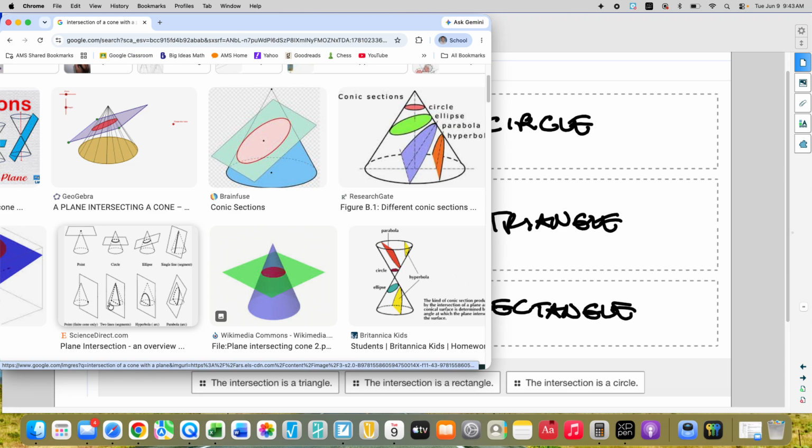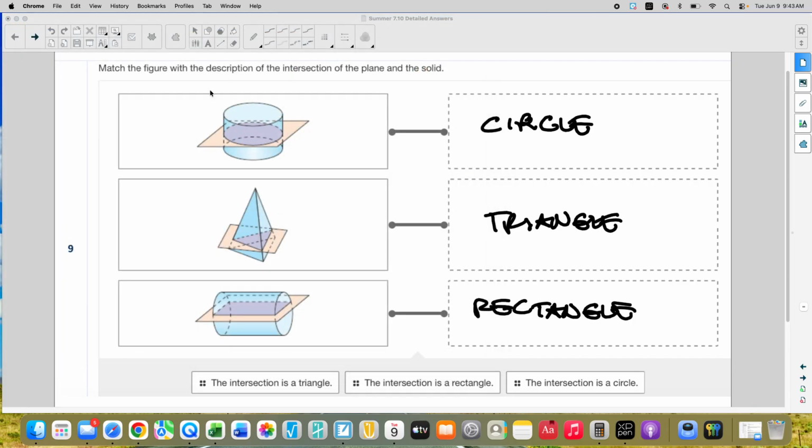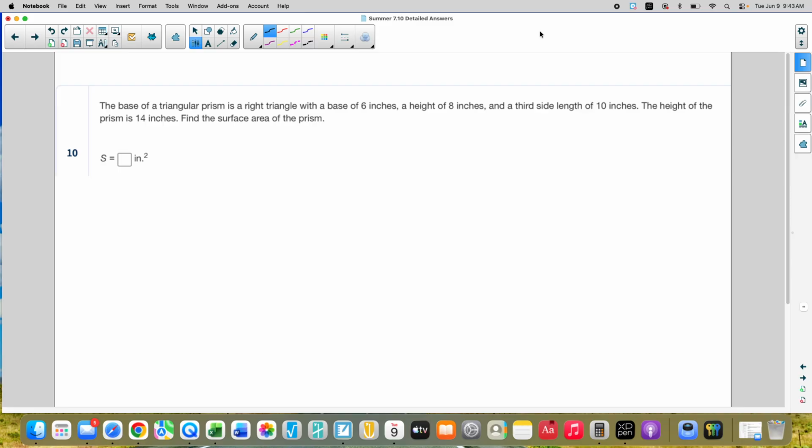You can get a point, you can get a triangle, you can get a half circle or hyperbola, or a parabola. So I don't know, it made me think. It's kind of interesting to me. Okay, where are we moving on to?